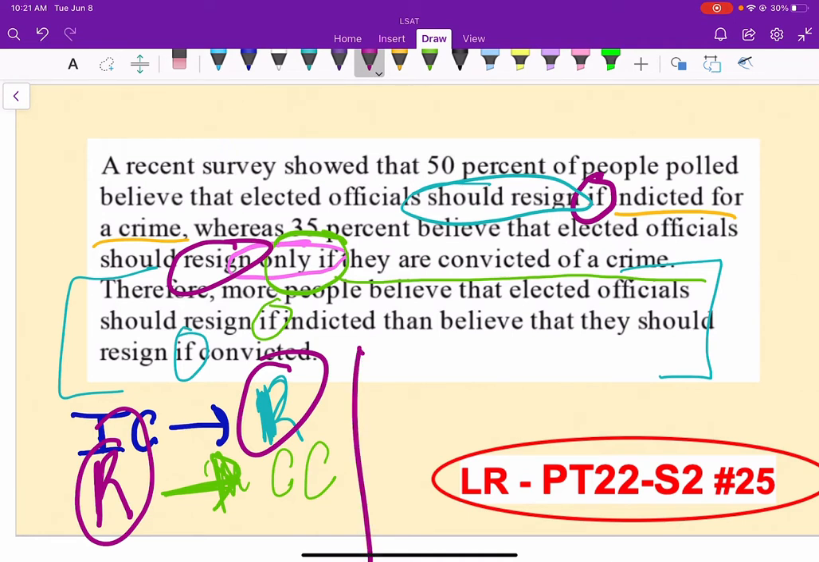And then lastly, if you did diagram this last sentence, it just says that more people believe that elected officials should resign if indicted for a crime than that they should resign if convicted. So essentially what this is saying, if you did try to diagram, is more people believe that if indicted, you should resign. More people believe this. I'm just going to do a more than sign. Then if convicted, you should resign.